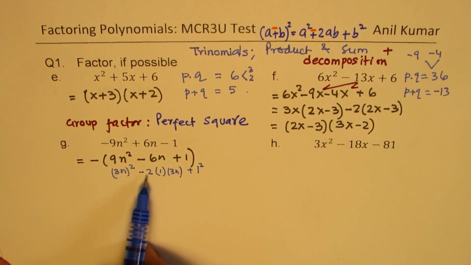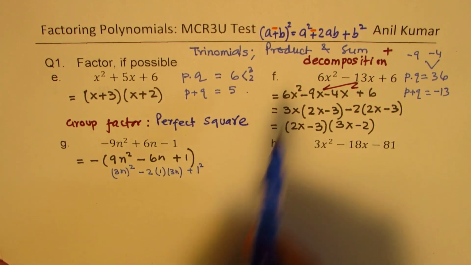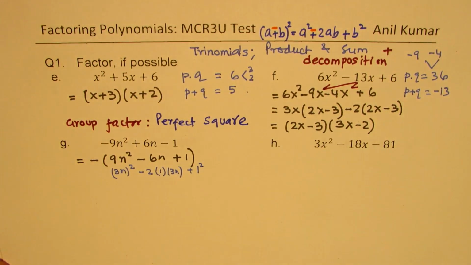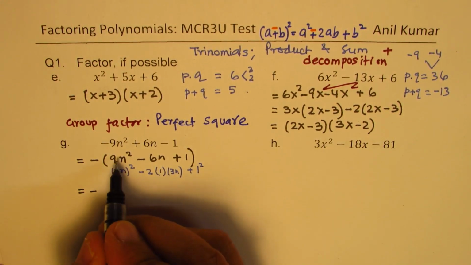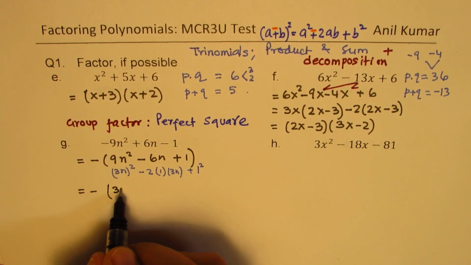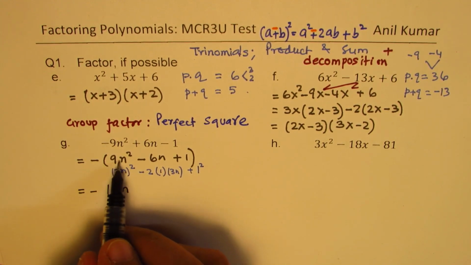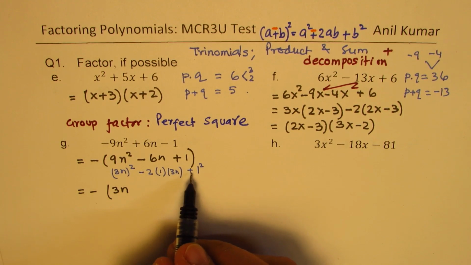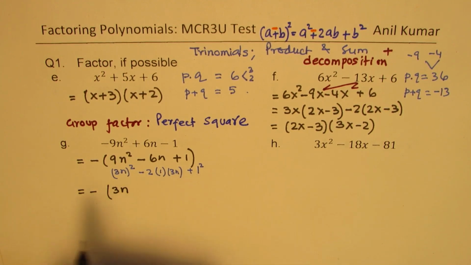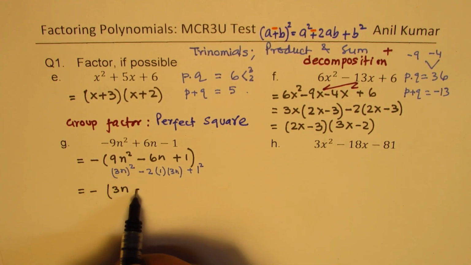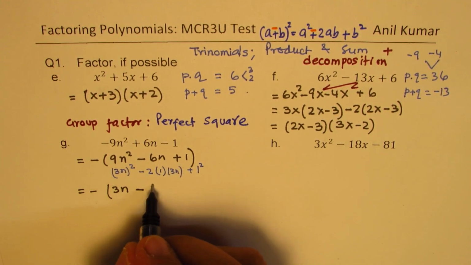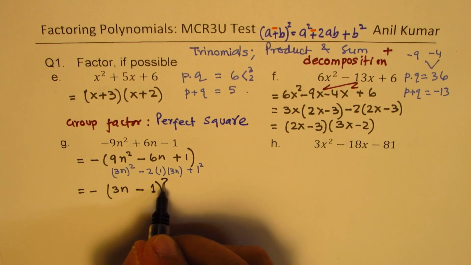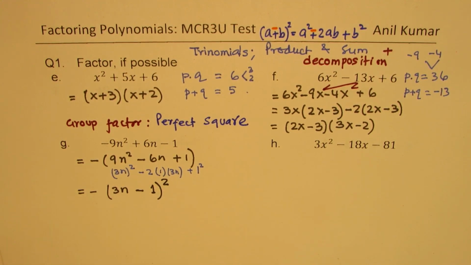So a square minus 2ab plus b square, that means (a minus b) whole square, is the formula which I could apply. So using this formula, I can straight away write this as 3n, right? That is my first term, and the last term here is positive 1. However, in between we have negative, because that is negative 2 times ab. So it is (3n minus 1) whole square. So that is our final answer.